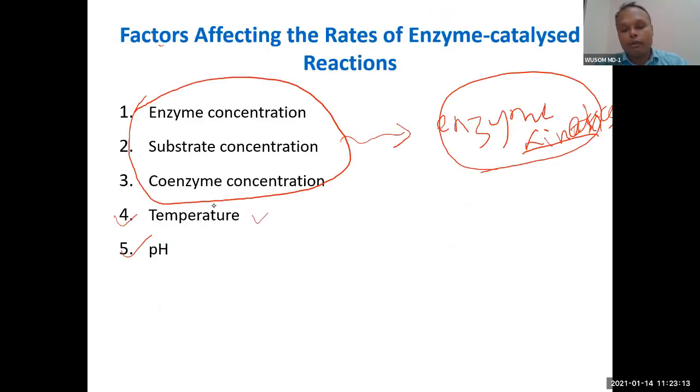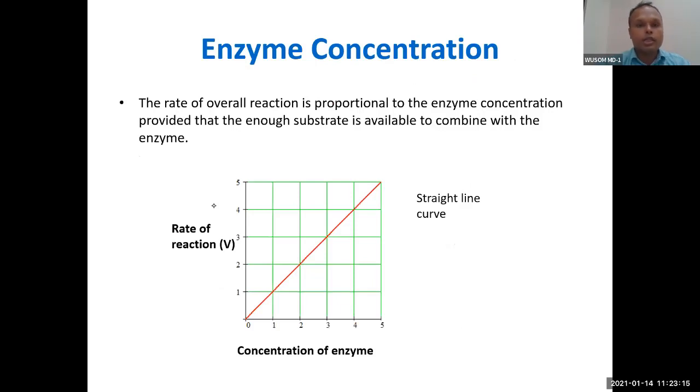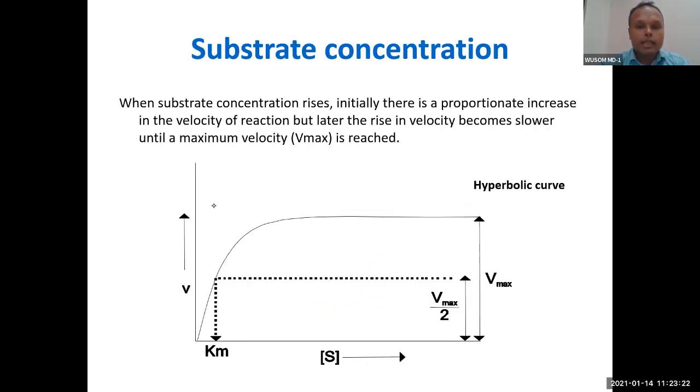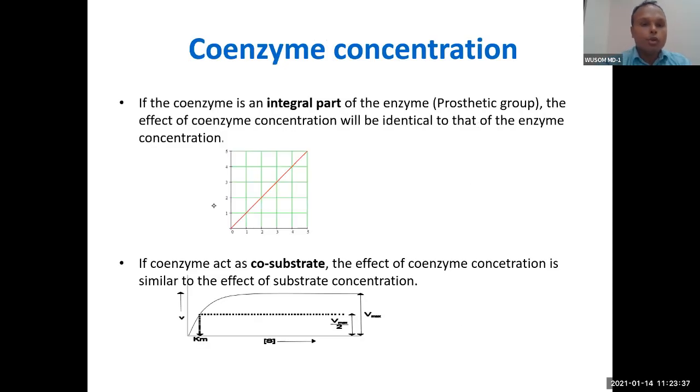Now I will take just 1 minute to talk about enzyme concentration. If you increase the enzyme concentration, the activity will increase, so this is a straight line. If you increase the substrate concentration, up to a certain point the activity will increase. After all the enzyme is occupied by substrate, it will become stagnant. The activity of that reaction will be stagnant. Now you can see the coenzyme and prosthetic group.